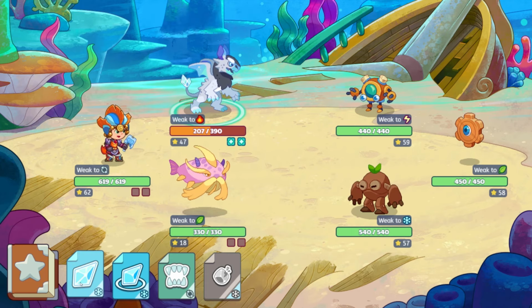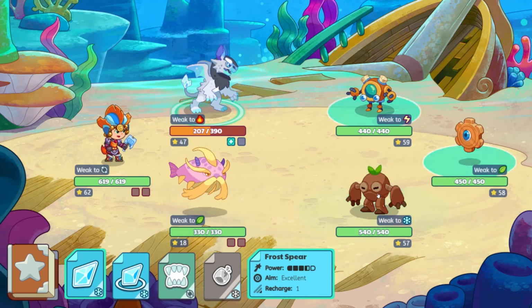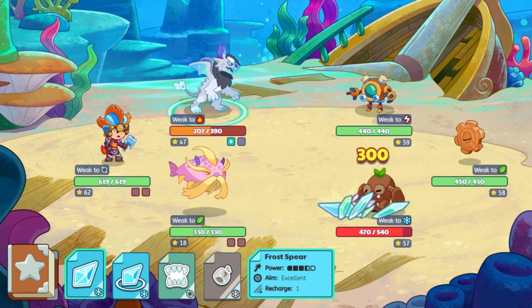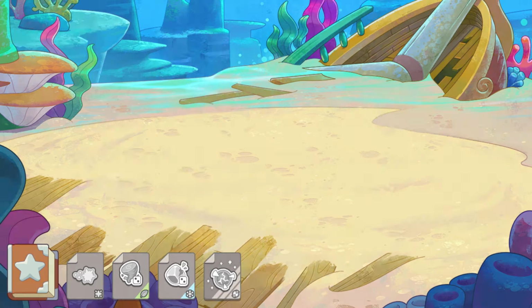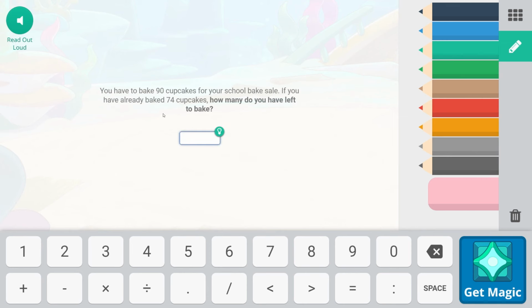All right, so yes, we have some different things we can do here. Let's go ahead and start off with that. That's a nice strong hit. And then I'll go ahead and do my iceberg thing here. You have 90 cupcakes for your school bake sale. If you have already baked 74 cupcakes, how many do you have left to bake?